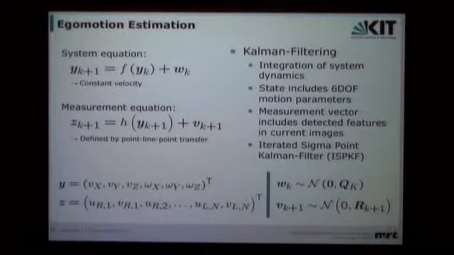To estimate the ego motion from the setup, we have put the quantity of interest, the linear and angular velocities, into one vector, which we denote by y. This is the result of our estimation. To apply a Kalman filter, we need to specify two things: the system equation and the measurement equation. The system equation is quite simple. We assume a constant velocity, so the vector doesn't change during prediction.